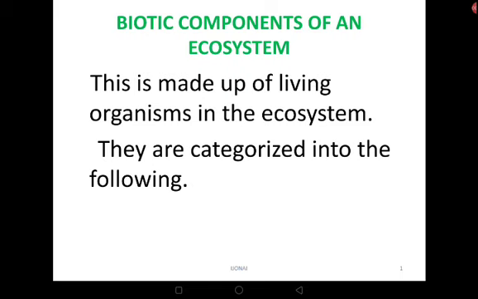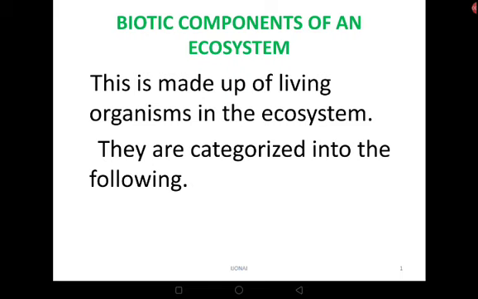I want to welcome you back from the second lesson where we looked at the edaphic factors: light, temperature, water, pH, nutrients, oxygen concentration, and how each one of them affects the living organisms in the ecosystems. I hope you remember how each one of them affects the living organisms in an ecosystem. So in this third lesson, we shall look at the biotic components of an ecosystem.